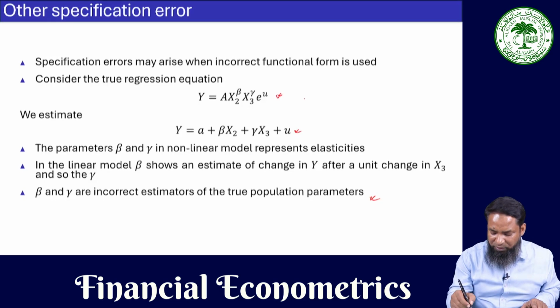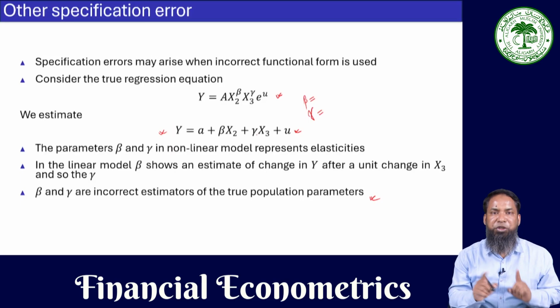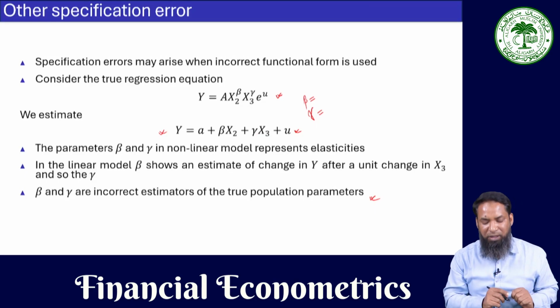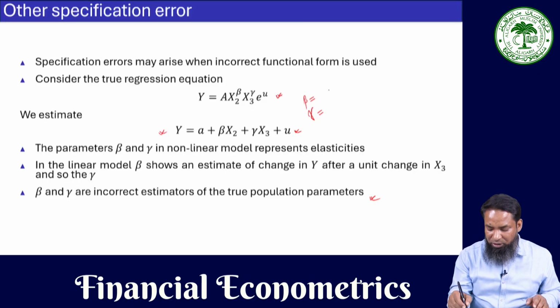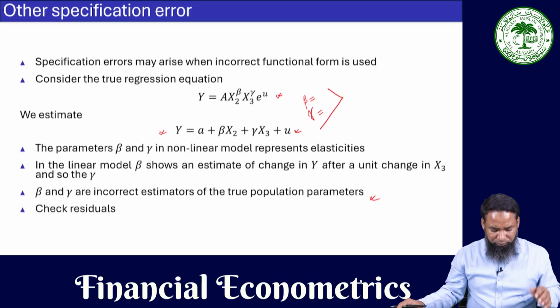In this form, beta represents the elasticities, gamma represents the elasticities. However, if you are using this linear regression model, that means beta and gamma are representing the unit change. So it entirely changes the relationship. That is basically what we call the wrong functional form.